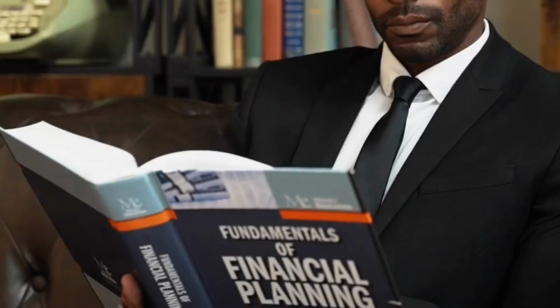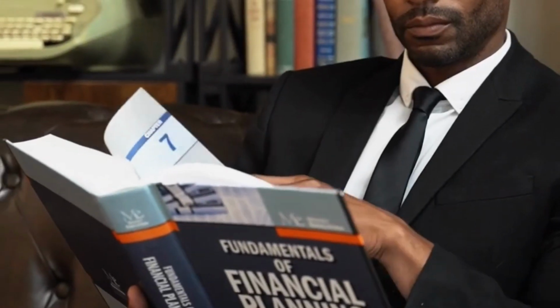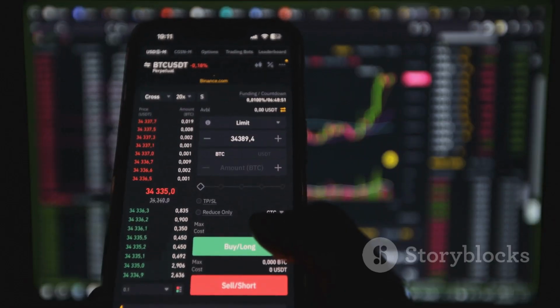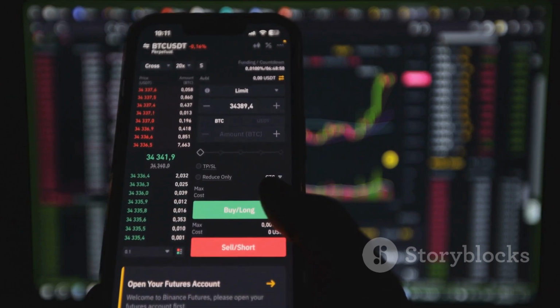Most importantly, never stop learning. The market is constantly evolving, so it's crucial to stay ahead of the curve and continuously expand your trading knowledge.